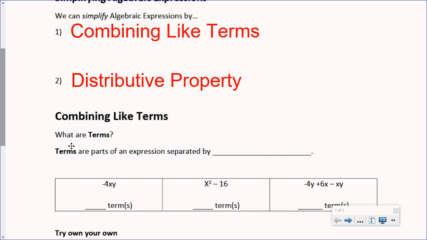In order to do that, we need to know what terms are. So terms are parts of an expression that are separated by an addition sign. Okay? So if you see an addition sign in between two parts of the expression, you have two different terms. If you see a subtraction sign, it's almost the same thing. Subtraction is the same thing as adding a negative. So if you see a subtraction sign, there still are two terms there. It just means that you're going to be adding the negative of that second term. Okay? So let's look at some examples.